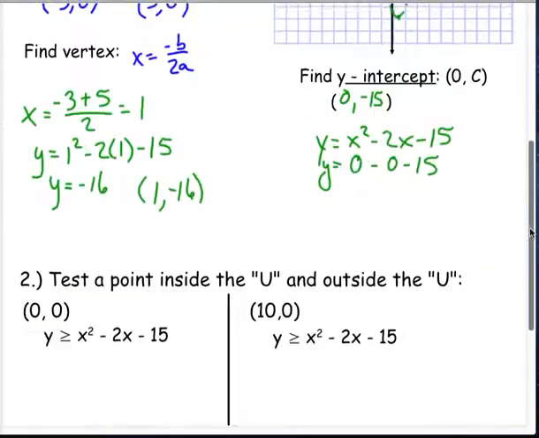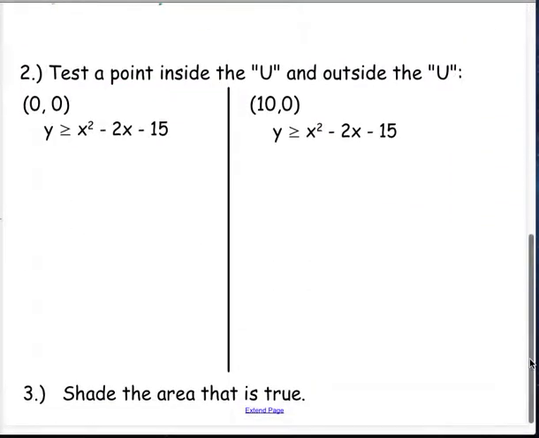All right, so these inequalities down here need to be fixed as well. We flipped around our inequality. 0, 0 is inside the parabola this time. 10, 0 is outside the parabola. So let's see what happens when I substitute 0.